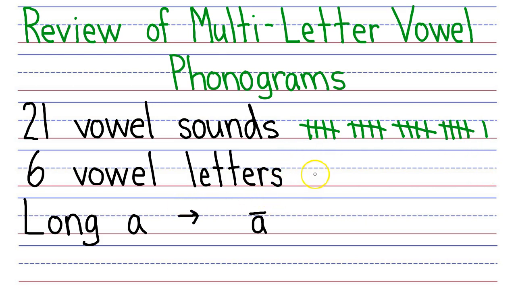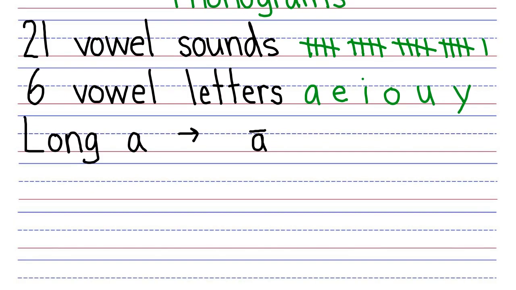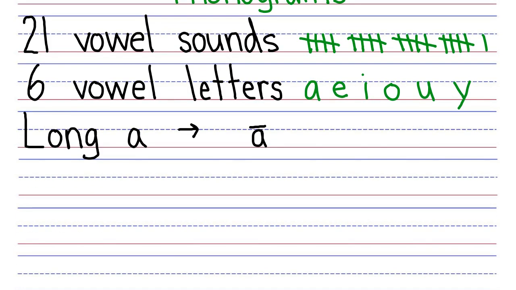And only 6 vowel letters. You probably know these. The vowel letters are A, E, I, O, U, and sometimes Y. And because of this difference between the letters and the sounds, we need multi-letter vowel phonograms so that we can spell all of the sounds in our language. So let's look at some of the ways to spell long A.